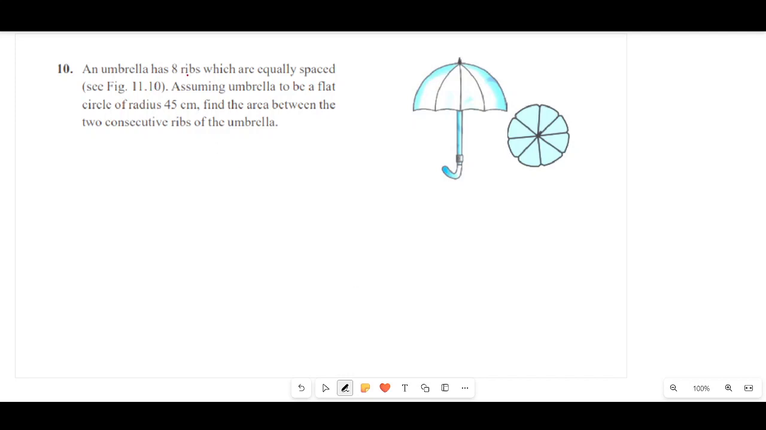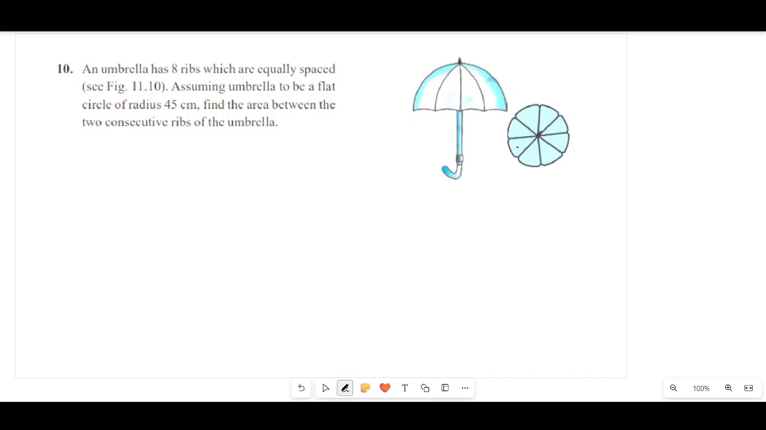An umbrella has 8 ribs which are equally spaced. Assuming the umbrella to be a flat circle of radius 45 centimeter, find the area between two consecutive ribs of the umbrella. So count it. 1, 2, 3, 4. There are 4 upper, 4 lower, so 8 ribs. Now, if these ribs are flat, find out the area. Clear?